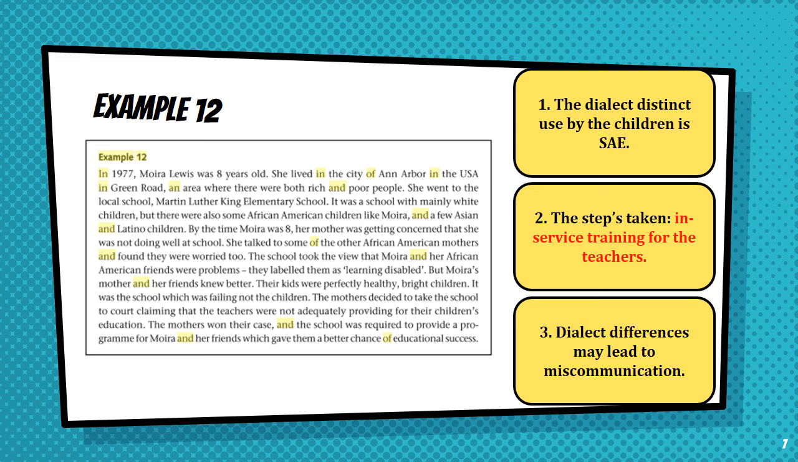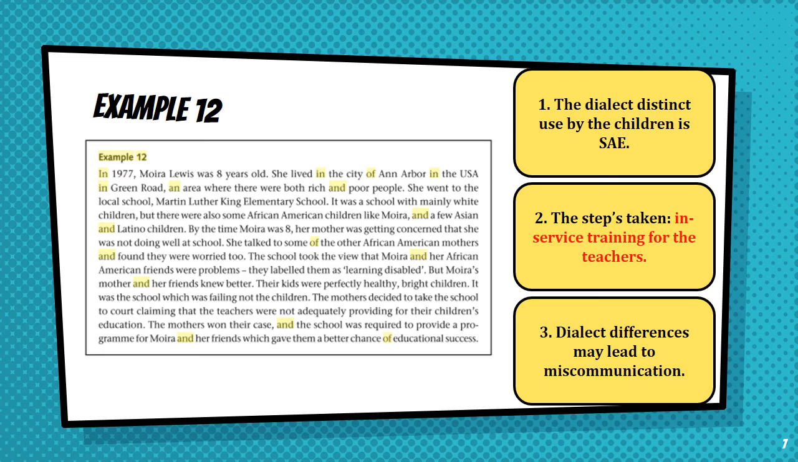Okay, this is the example given in the textbook. Example 12. In 1977, Moira Louise was 8 years old. She lived in the city of Ann Arbor in the USA in Greenwood, an area where there were both rich and poor people. She went to the local school, Martin Luther King Elementary School. It was a school with mainly white children, but there were also some African American children like Moira and a few Asian and Latino children.